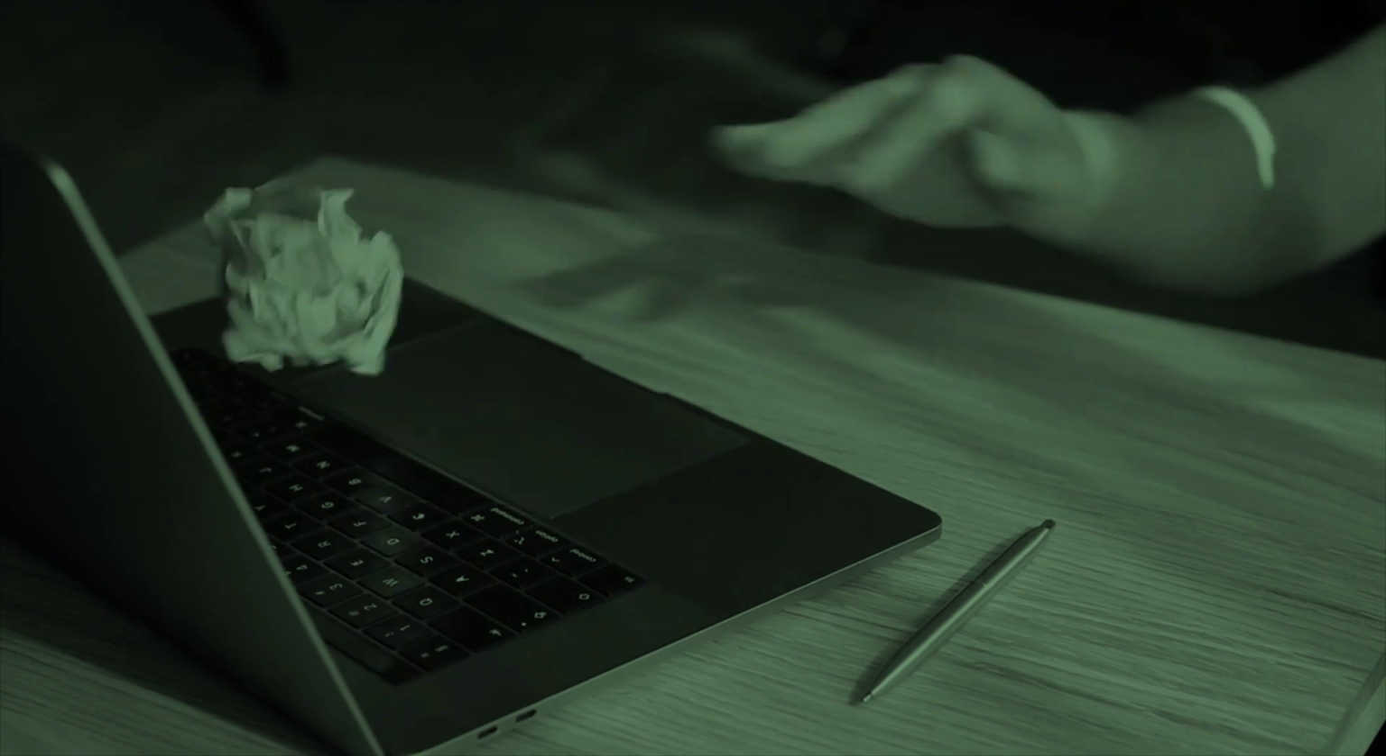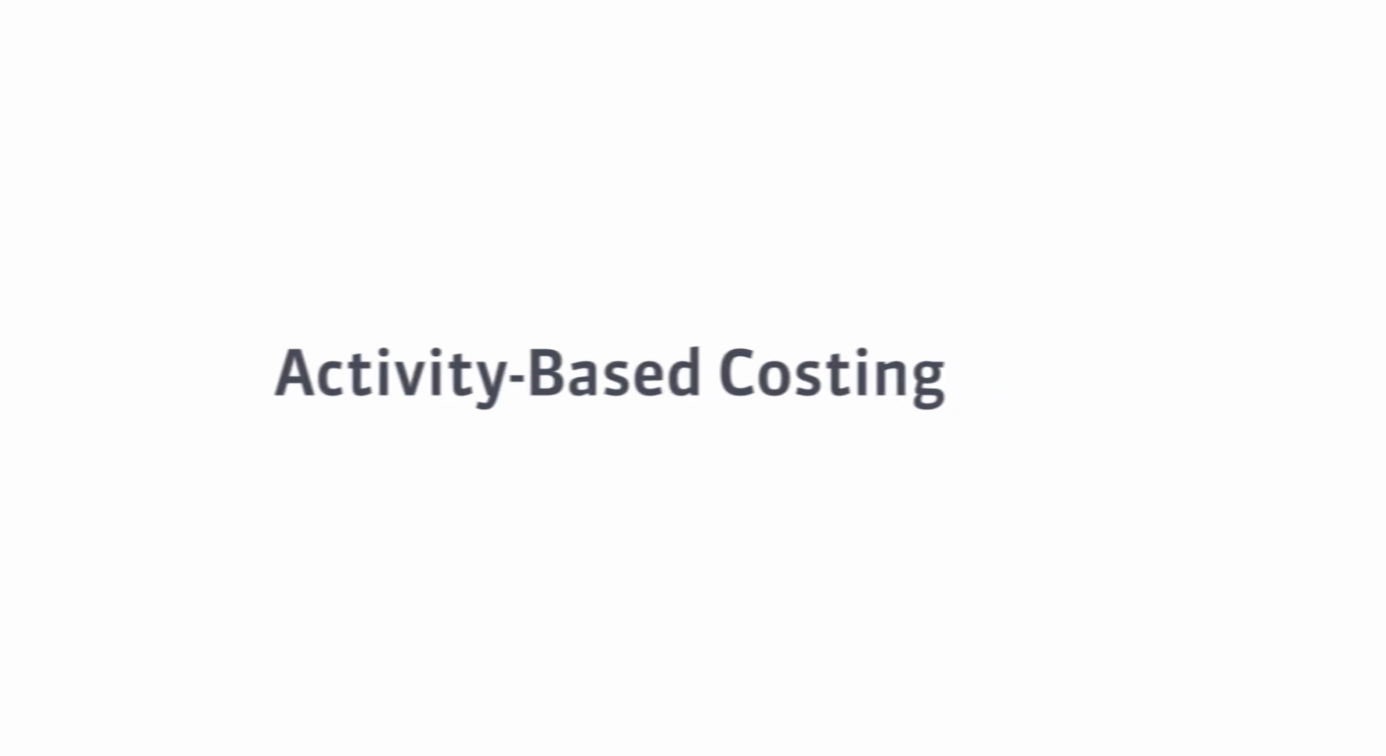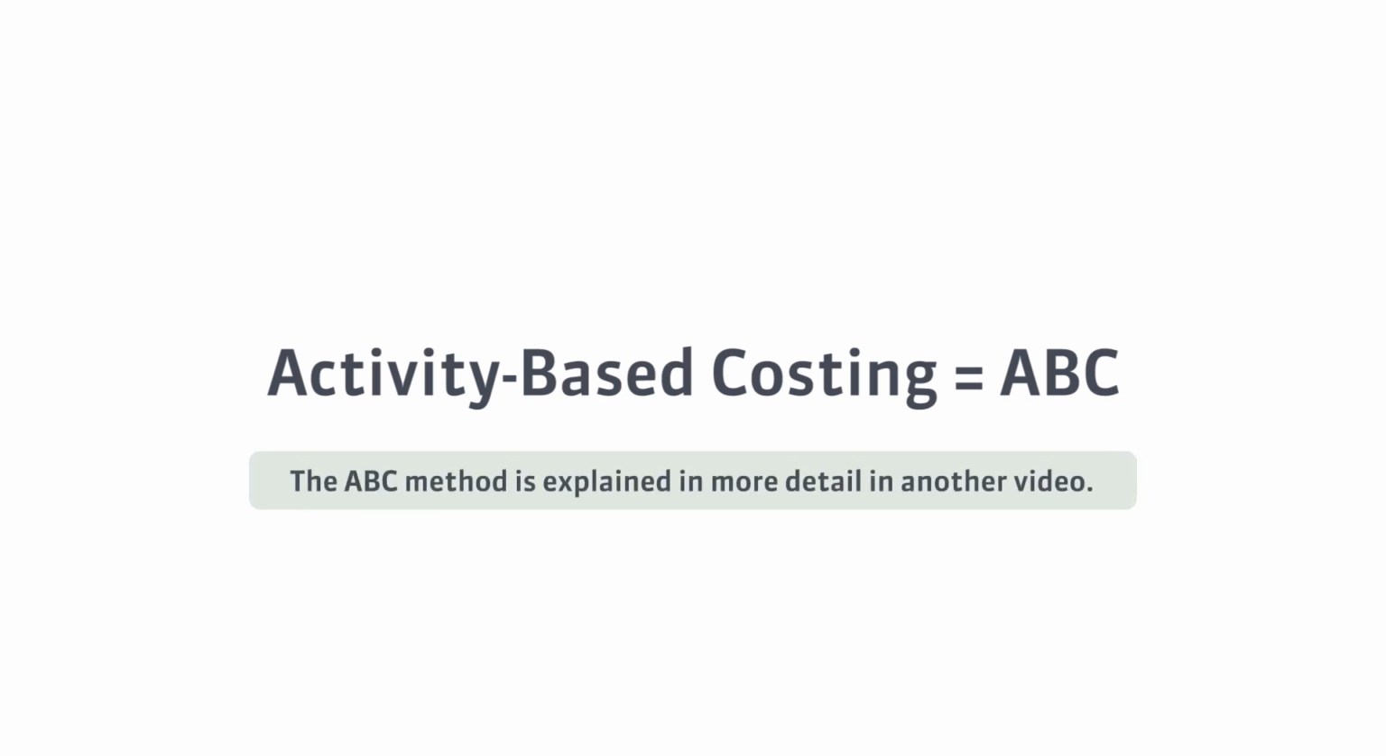So, is there a more accurate method? Yes, there is. This time we will use a costing method called activity-based costing, in short, ABC. Activity-based costing is more complex than traditional costing, but it can give you a much more precise result.